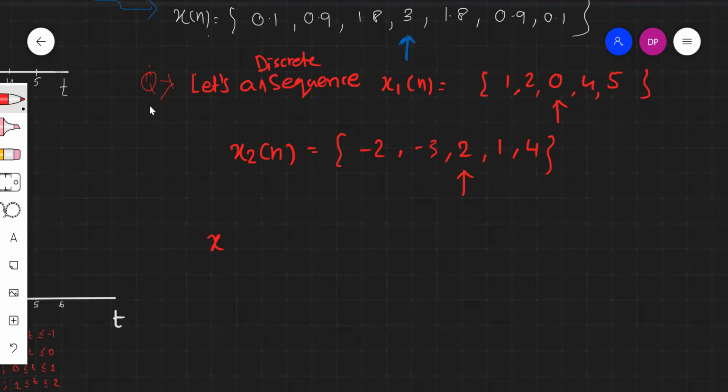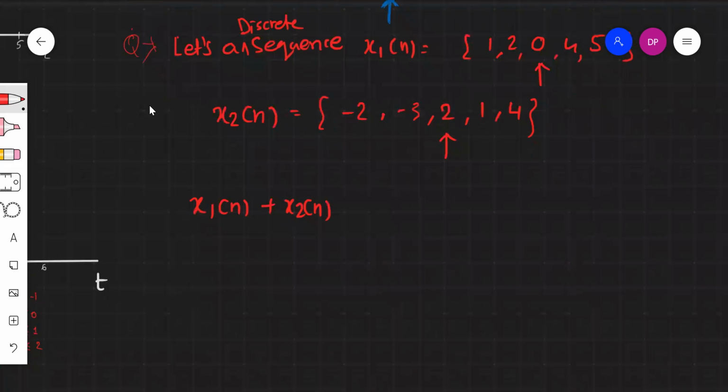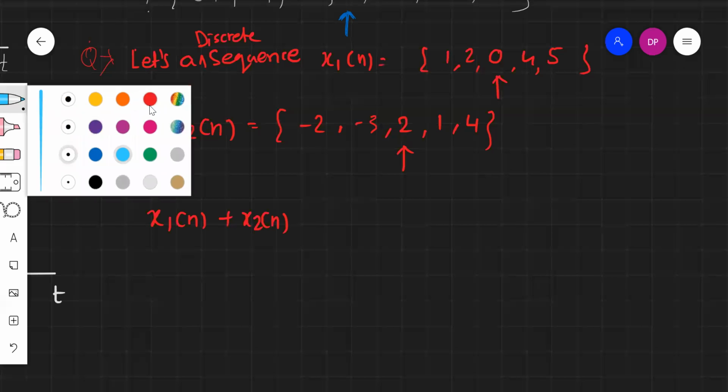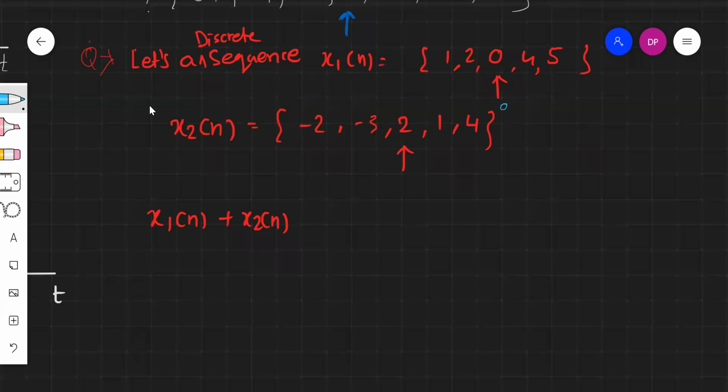Now, if we would like to find out x1 of n plus x2 of n, what should be the answer? From both the expressions, it is clear that it is starting at the -2 index, isn't it? So this is the 0th index, this is the -1 index, this is the -2 index, this is the first index, this is the second index. Similarly, for the other sequence x2 of n, this is the 0th index, first index, second index, this is -1, and this is index number -2.